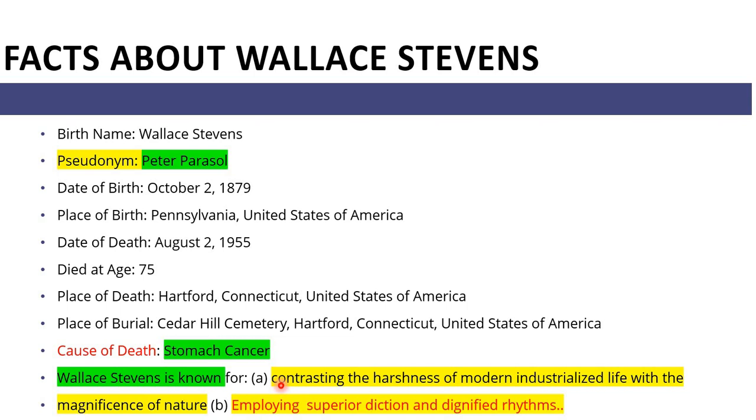One of the greatest qualities of Wallace Stevens is that he used superior diction and dignified rhythm in his writing. So his poems are really breathtaking when you read them, as the poem given in our syllabus is Thirteen Ways of Looking at a Blackbird. This poem is breathtaking when you read it and understand the significance of the lines.